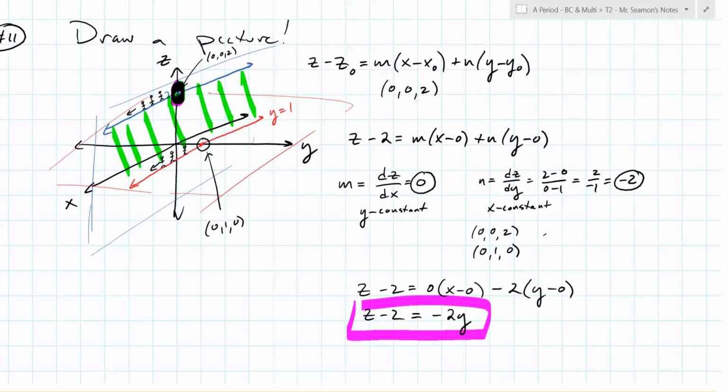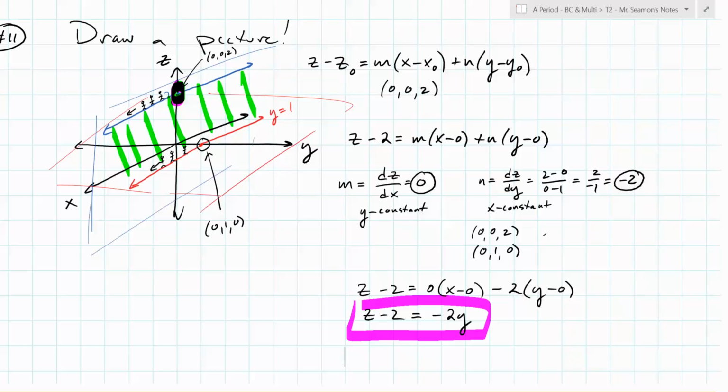Does the height ever change when you change the x value? No. It doesn't go up or down. We figured that out in the first place. dz dx was 0. It doesn't matter what x is. It doesn't change the height. So it is fill in the blank math anchored by drawing a picture.